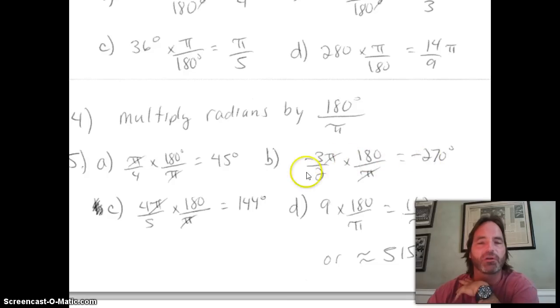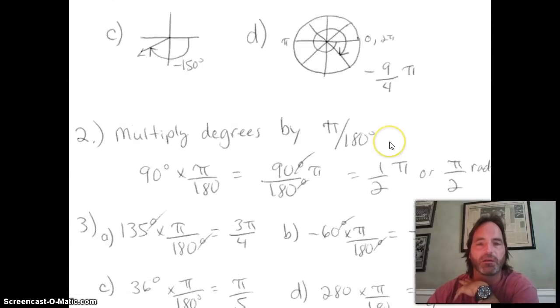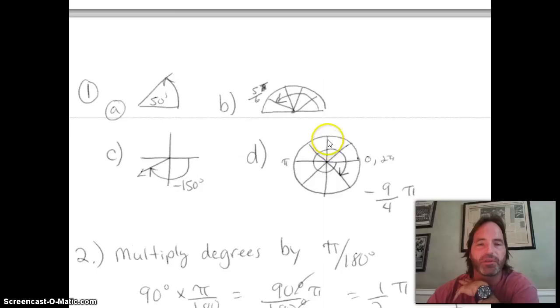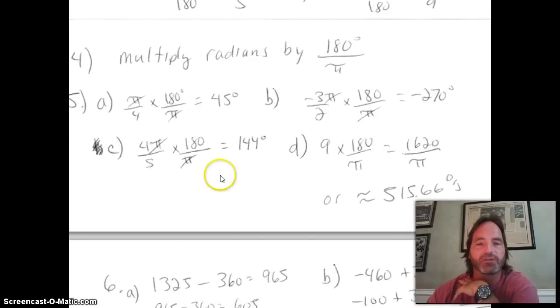Negative 270 degrees, okay? So 2 goes into 180. The pi's cancel out. 2 goes into 180 90 times, and 90 times negative 3 is negative 270, okay? All right, that would be all the way up here. It's coterminal with, here's negative 90, negative 180, negative 270. That'd be coterminal with a positive 90 degrees, okay? All right, so this is all review, multiplying by 180 over pi to go to degrees, okay?